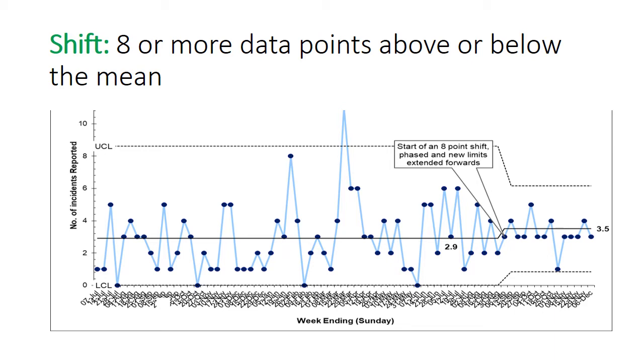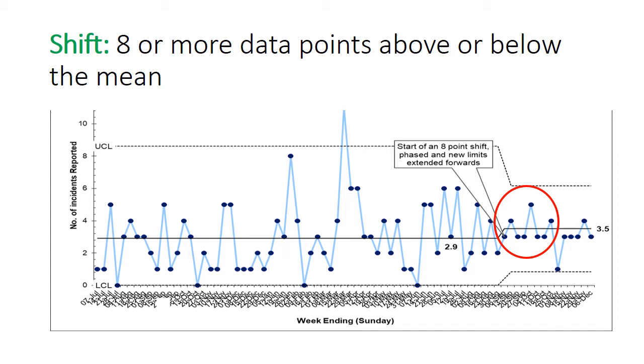Here we can see a shift in the number of reported incidents of violence and aggression on the ward. If the ward had introduced a new intervention aimed at reducing violence and aggression in August, this upward shift in incidents suggests it's not working as intended, so the intervention should be reviewed and a decision made about adapting or abandoning it.